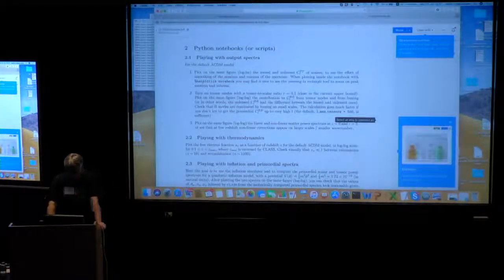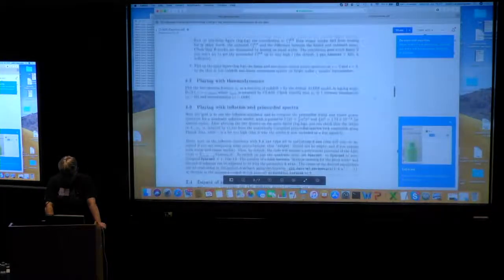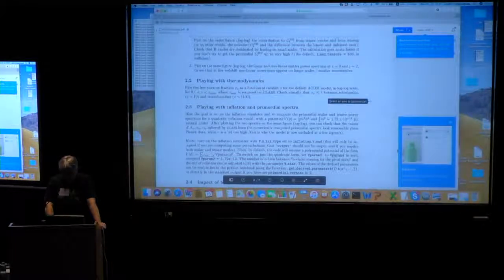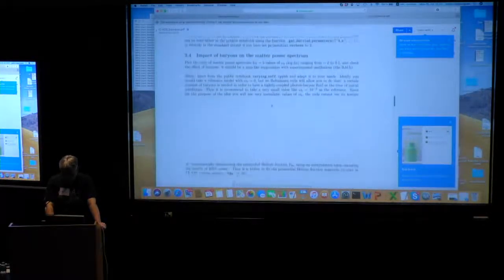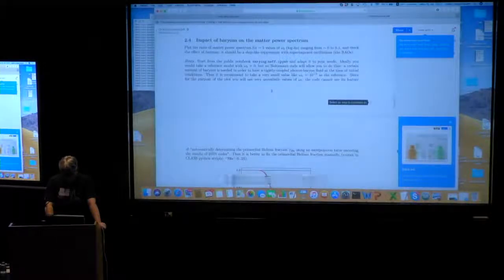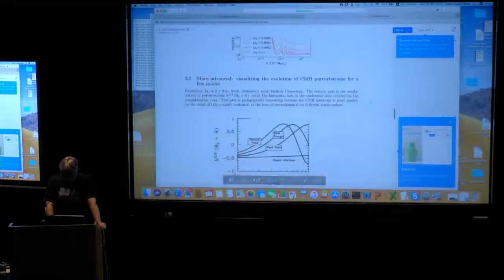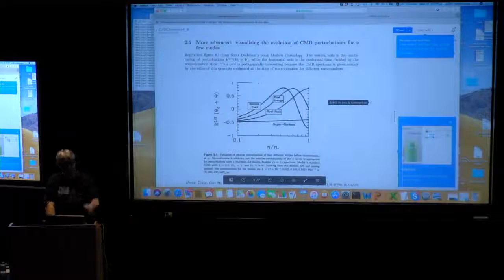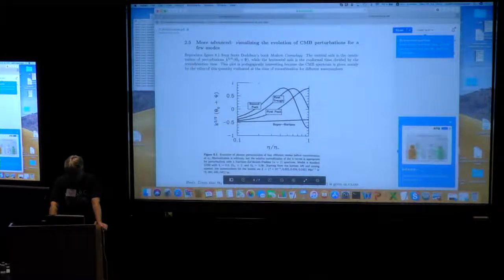So in section 2, you have to write some notebooks. First to play with the output CLs, then to plot some output thermodynamical quantities. Then you play with the inflation simulator, in case there are inflation fans here. Then you play with the matter power spectrum to make a plot on the impact of omega B on the matter power spectrum. Later on, you try to reproduce another plot from the book of Scott Dodelson. It's this plot, and you have to play with the evolution of perturbation as a function of time. So it's like what we called 1K.